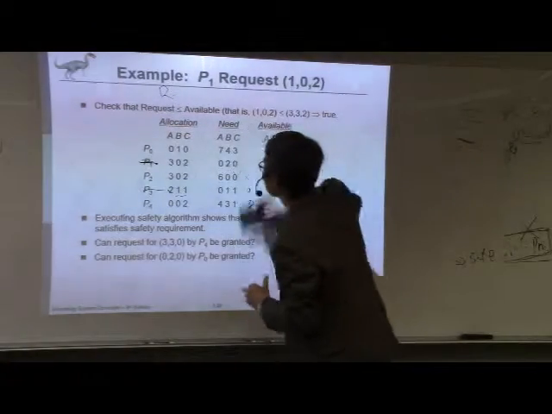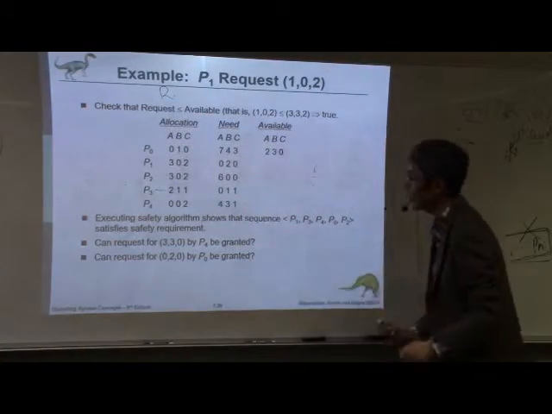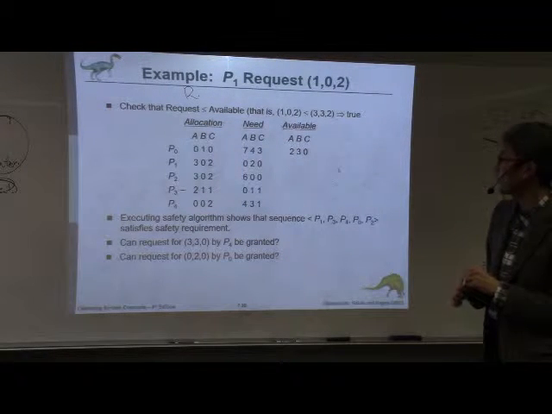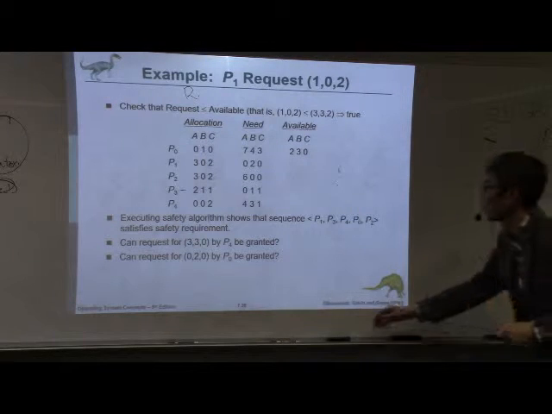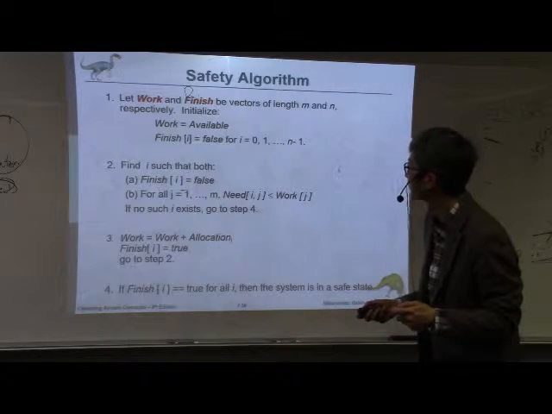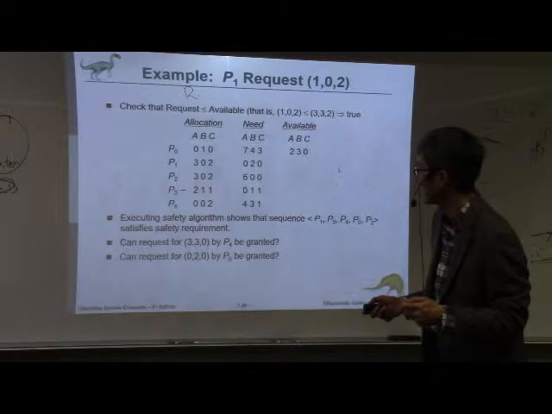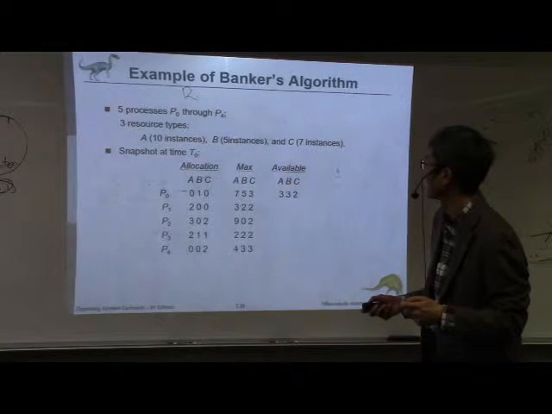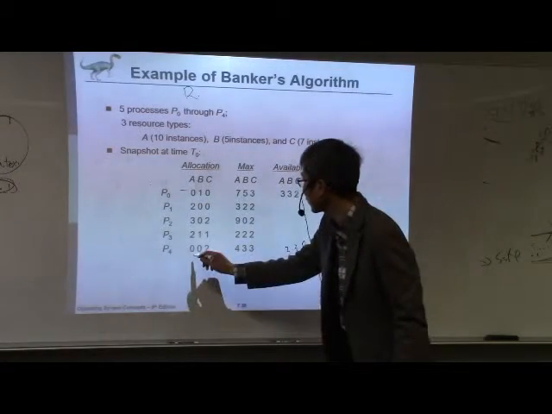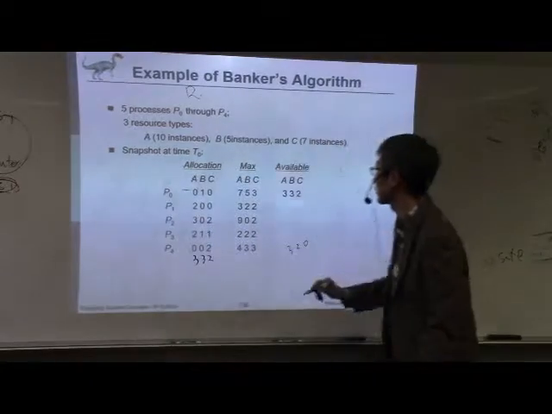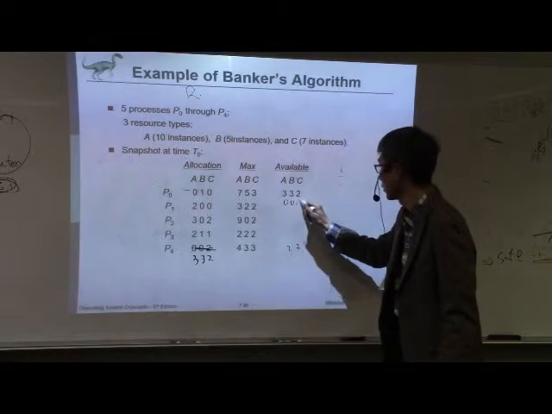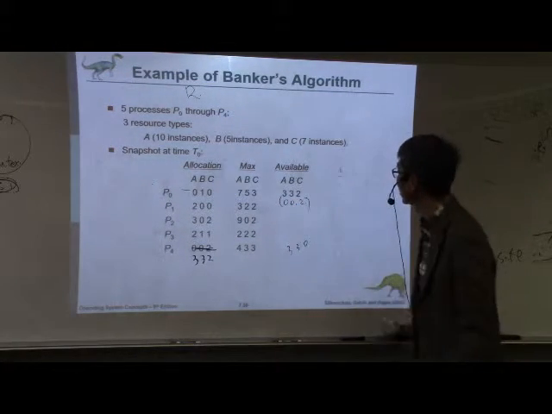Then the last example for today. What about 3, 3, 0 in the previous example? For the P4 request, 3, 3, 0: the available 3, 3, 2 changes to 0, 0, 2, and this one changes accordingly. This is the new available.